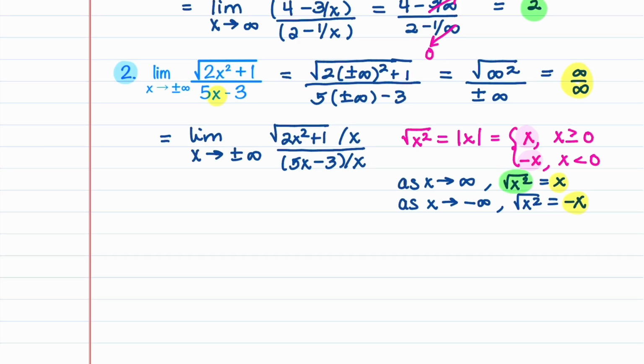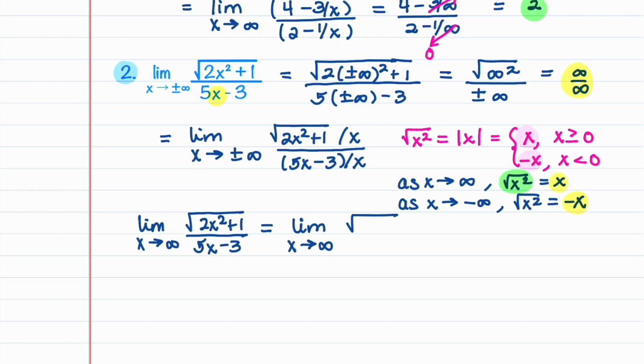Our first limit is the limit as x goes to infinity, square root 2x squared plus 1, all divided by 5x minus 3. Now we're going to divide the top and bottom by x. So this is the limit as x goes to infinity, square root 2x squared plus 1. Here, we're going to divide by the square root of x squared because x is going to infinity. And then on the bottom, we're just going to divide by x.